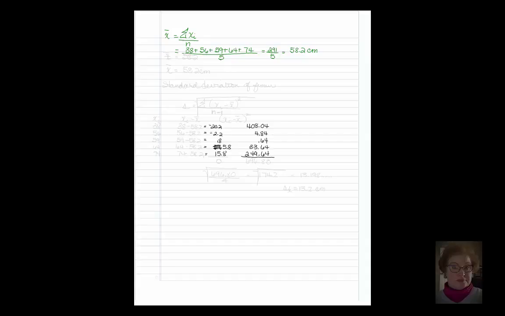Remember, the rule of thumb is to take your calculated number, your statistic, out one place value further than your original data. Our data was to the nearest 1, so we'll round our mean to the nearest tenth, and this does come out exactly even. So we know that the mean length of the Archaeopteryx femur is going to be 58.2 centimeters. Now let's go ahead and do the standard deviation.